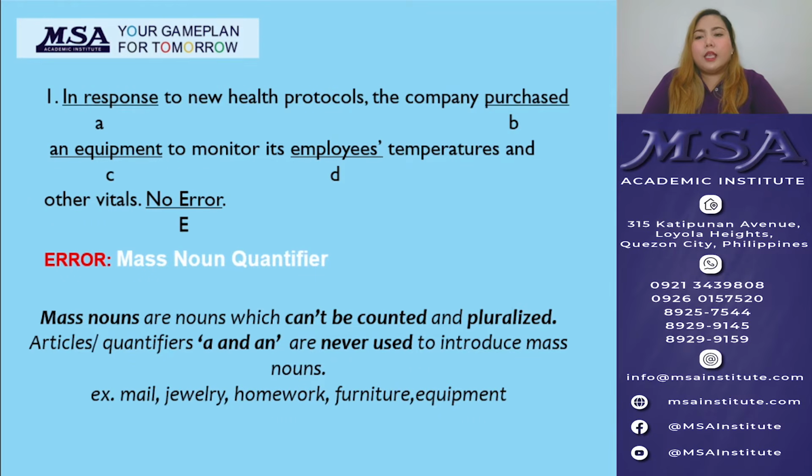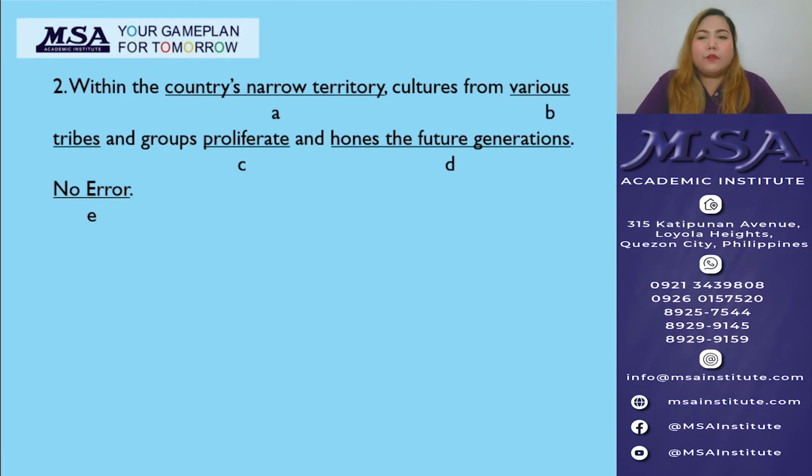Going back to our sentence, therefore, the error is letter C. We should not use the article an to introduce the word equipment. So we can just remove that from the sentence. For our next item is this sentence. If you think that a verb is erroneous in this sentence, then you're correct because the error is in its subject-verb agreement.